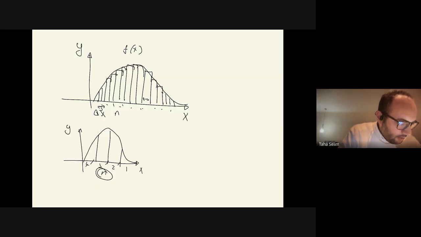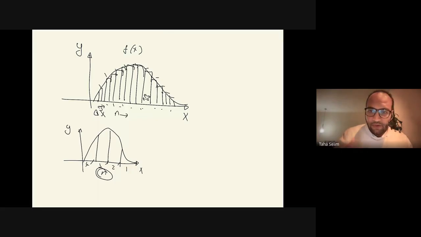So when you squeeze, when you increase the number of n, these rectangles will get smaller, and then they will probe the shape of the function much better, and then your approximation or your solution will become much better indeed.